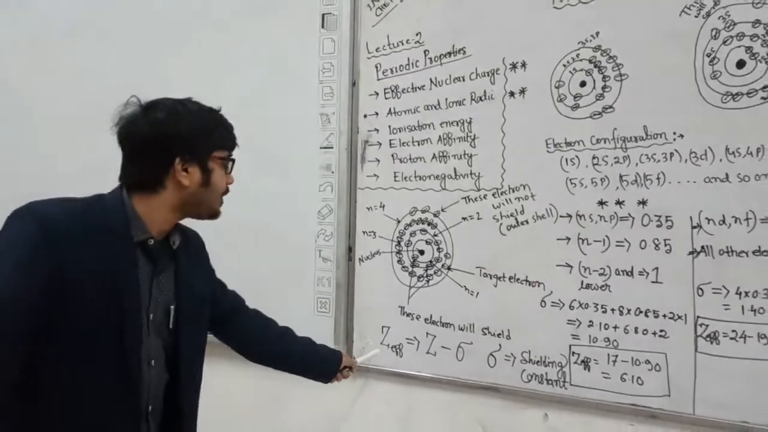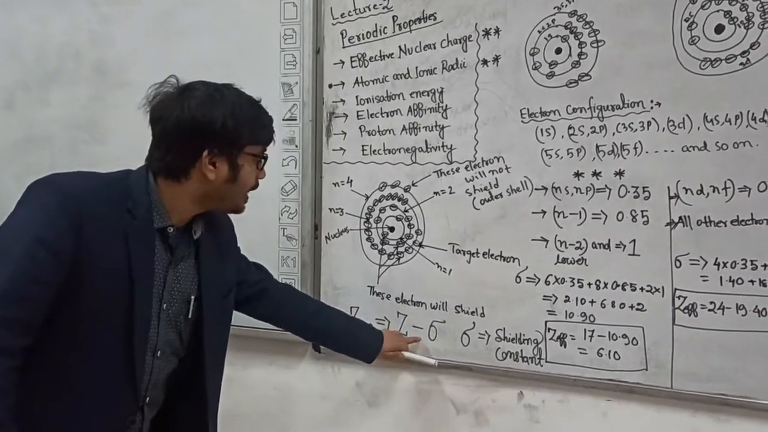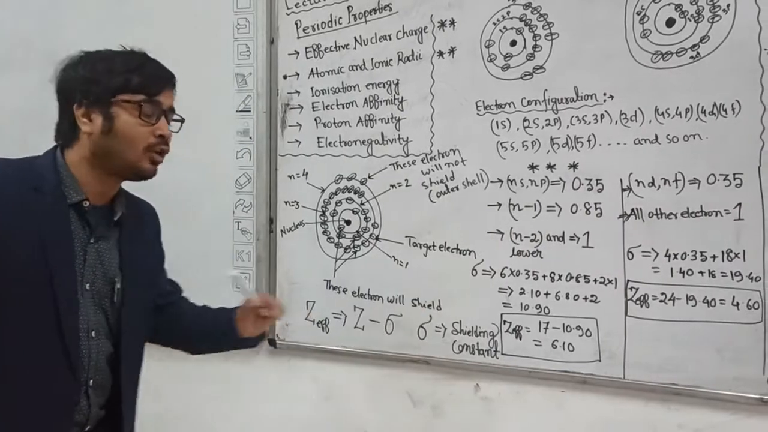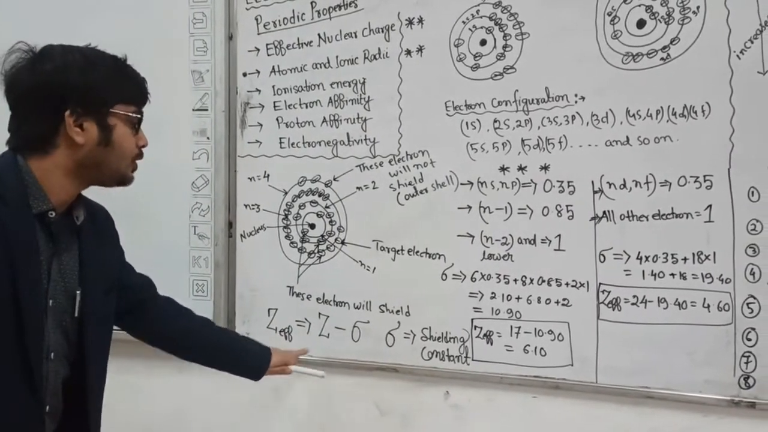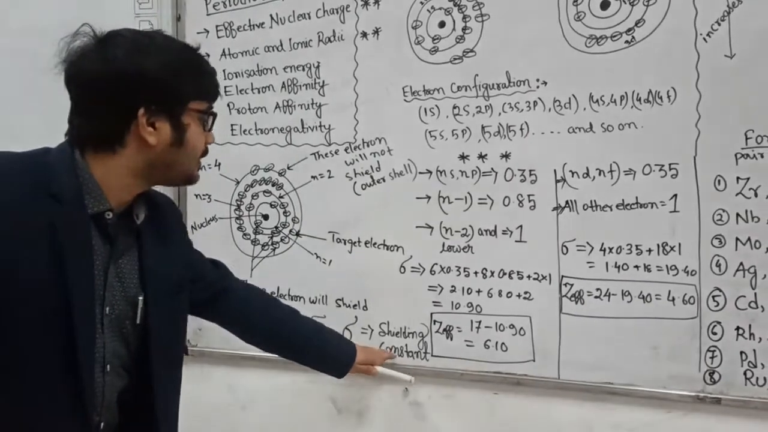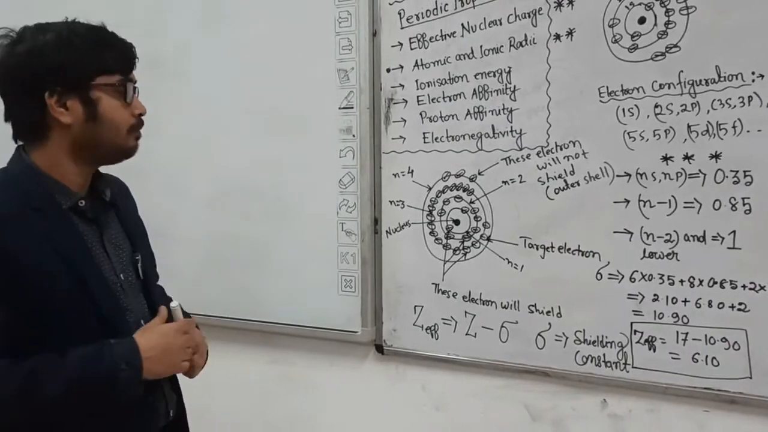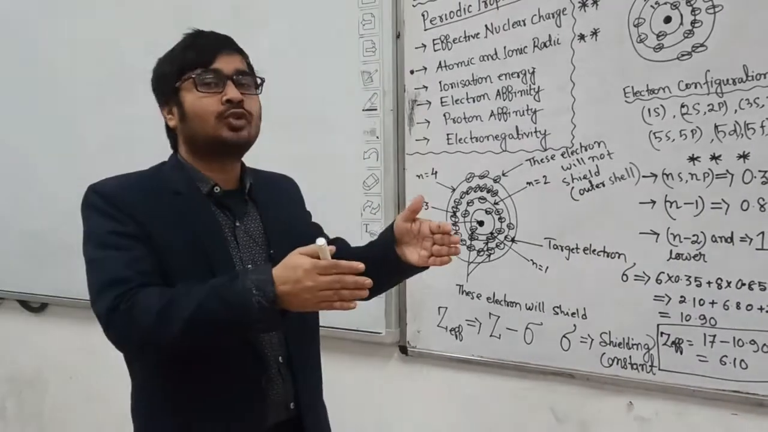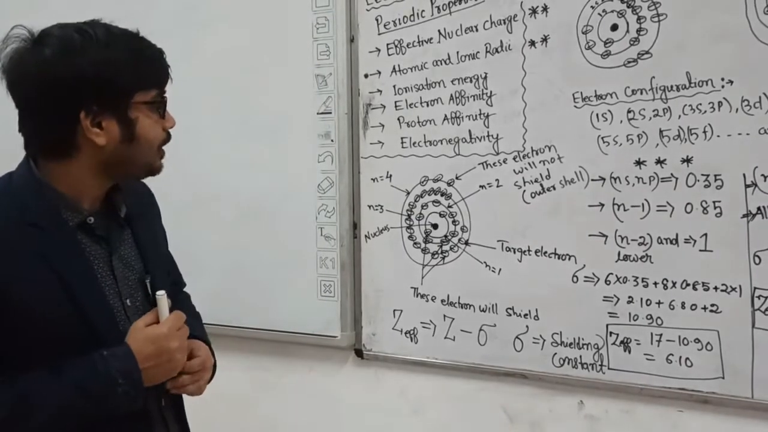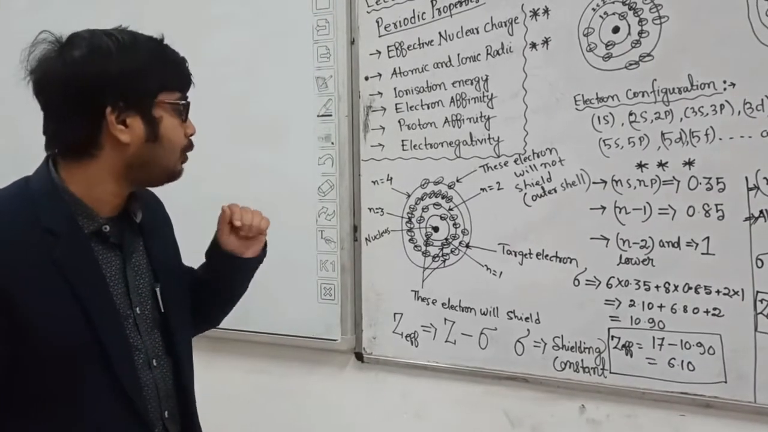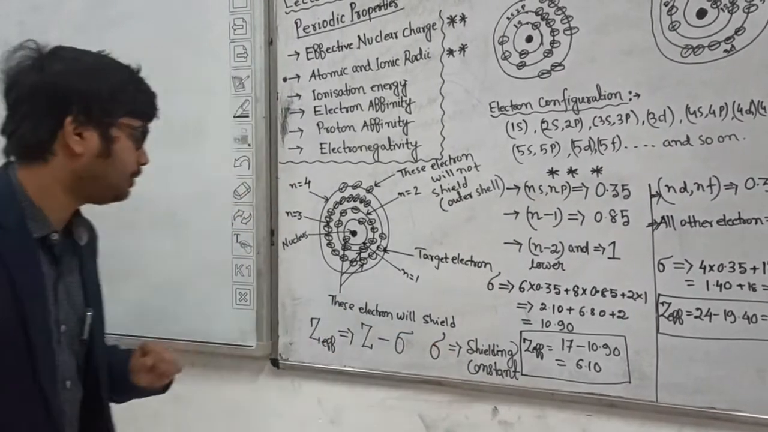Effective nuclear charge is nothing but the actual nuclear charge, and if we subtract the shielding constant from it, then we will get the effective nuclear charge. So sigma is nothing but the shielding constant, which will tell you in numerical form how much charge has been reduced from the actual nuclear charge. Now I am going to explain how to calculate this shielding constant or sigma.